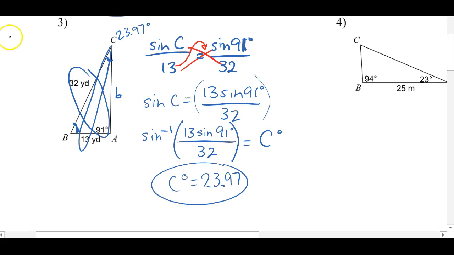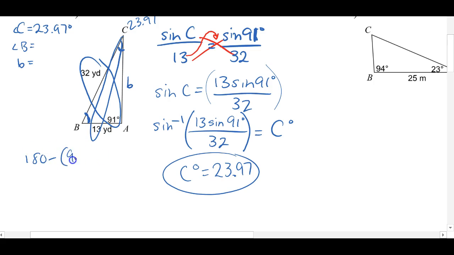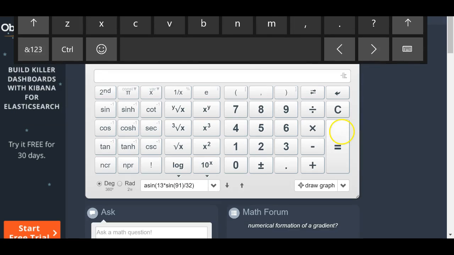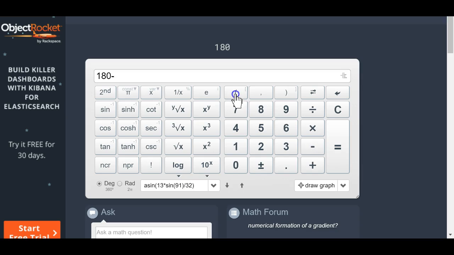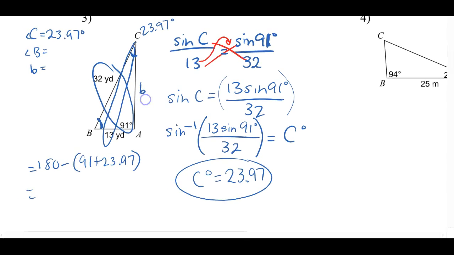Remember, first we're looking for angle C, then angle B, and then side B. So we have an angle, and we can find the other angle by simply doing 180 minus the sum of the other two angles. So let's just add that up real quick. 180 minus C's 91 plus 23.97 equals 65.03. So there's our angle B, 65.03 degrees.